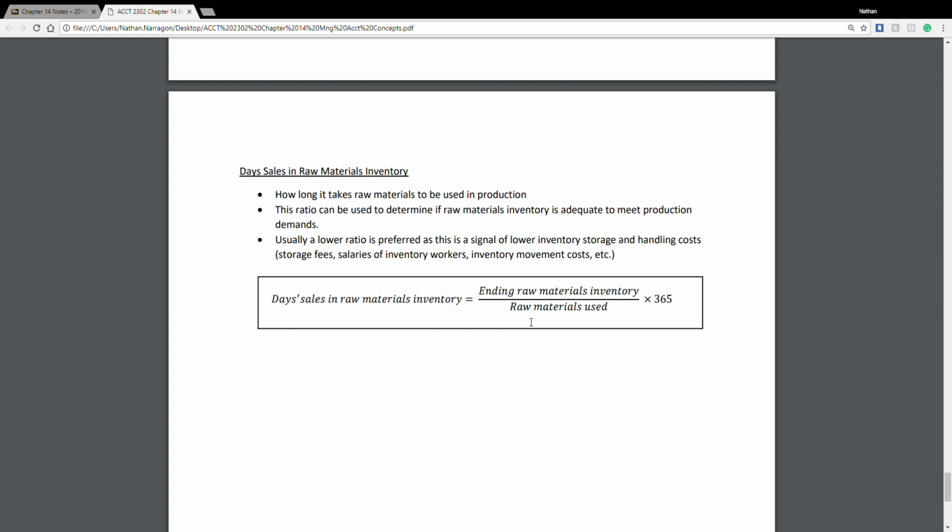So we always check this just to make sure raw materials is constantly going out and to see how long they actually wait. To figure this out, we're going to take ending raw materials inventory, divide it by the raw materials that were actually used, and times it by good old-fashioned 365. Once we do that, that gives us our days sales in raw materials inventory. If we have a high number, we probably need to look out and see what's going on. If we have a low number, we're pretty much happy because, again, that's saving costs across the board.